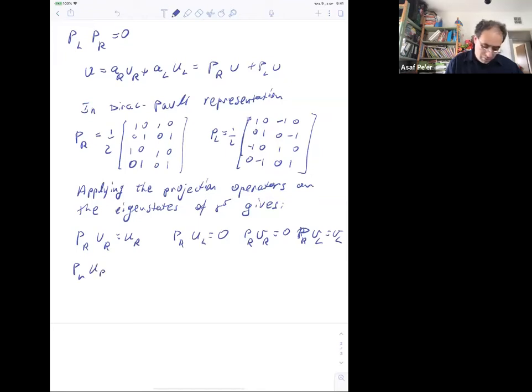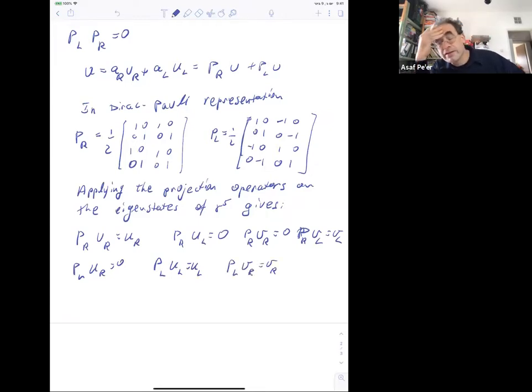PL UR is 0, PL UL is UL, PL VR is VR. Remember, V are the eigenstates of the antiparticles, and PL VL is 0. This is just basic algebra. There's nothing really to worry about here.